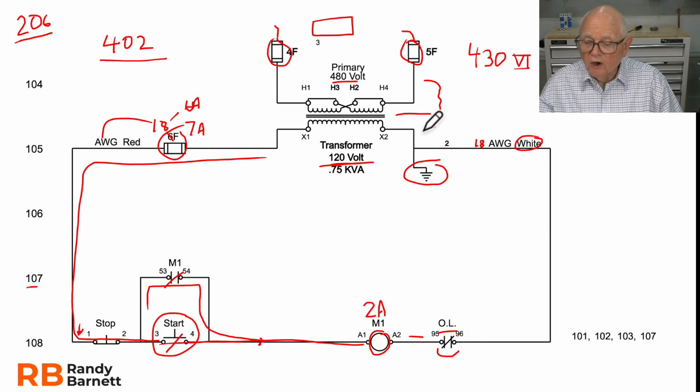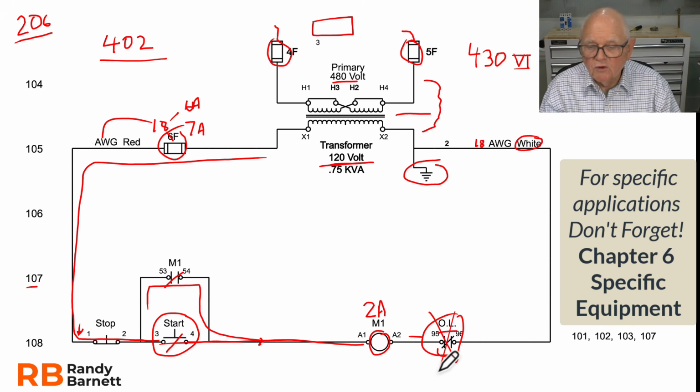Do I really want overloads on my fire pump motor? I don't think so. So those would probably go away if I take a look in Chapter 6 for specific equipment and look at that fire pump. Because really, if I've got a fire going on, do I care if the motor is overloaded? Keep pumping water. The building's burning down, all right? So that's pretty important. Whether I'm working on overhead cranes or elevators or whatever it is, go to Chapter 6 on your specific equipment and look up those specific details that you need.